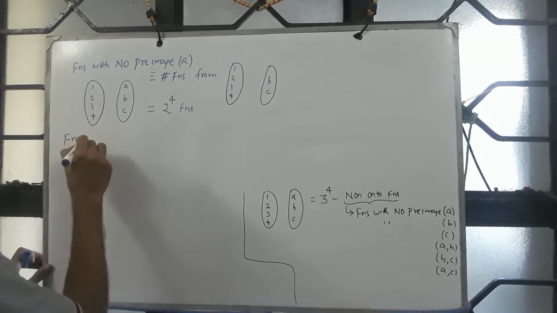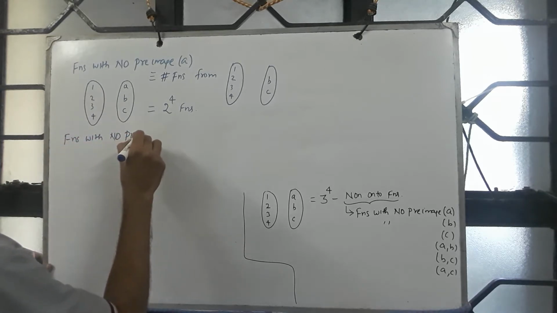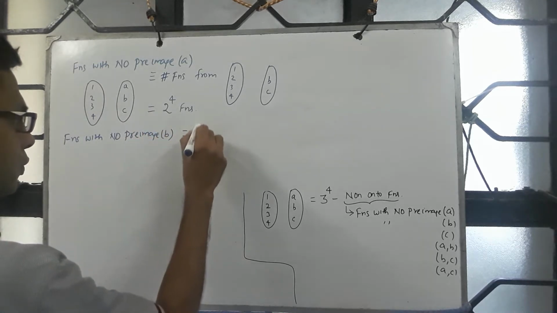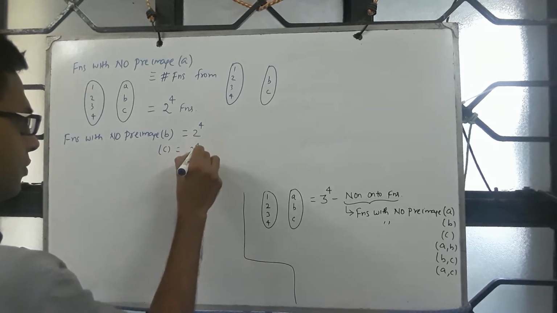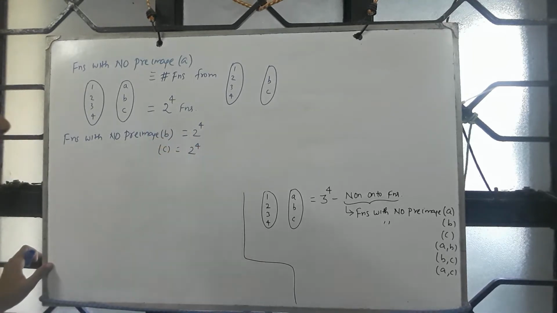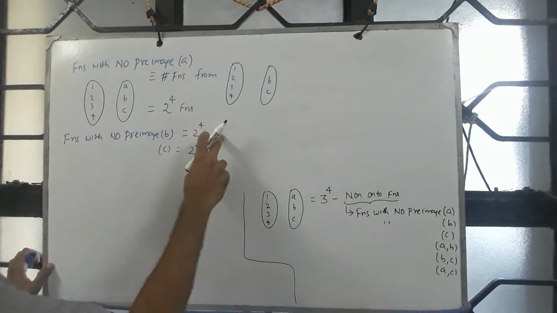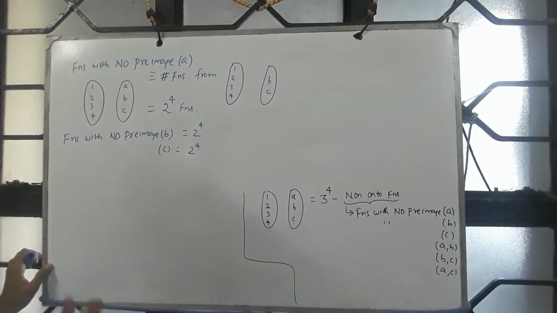So functions with no pre-image for B, that's also 2 power 4. No pre-image for C, that's also 2 power 4. That would be like 1, 2, 3, 4 to AC and 1, 2, 3, 4 to AB.